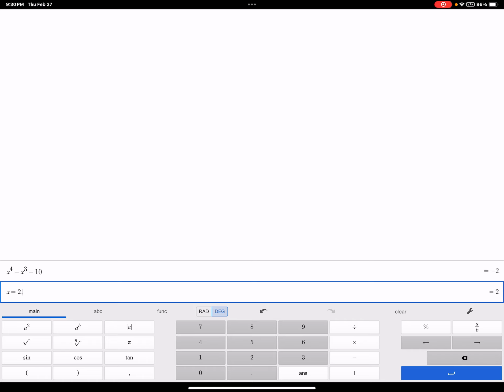Oh, wait a minute. What happened here? Oh, I'm sorry. Oh, yeah, right here. Actually, it turned positive already. Right? So at 2.0, I was negative 2. At 2.1, I'm at positive 0.1871. So that means it's between 2 and 2.1. That's where my root is. So that kind of answers my question right there.